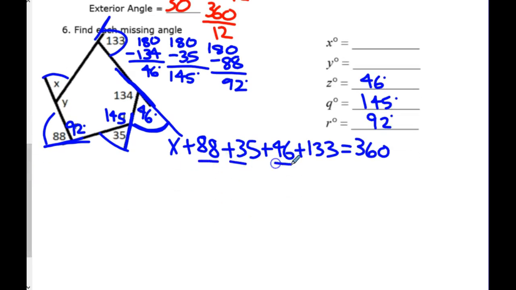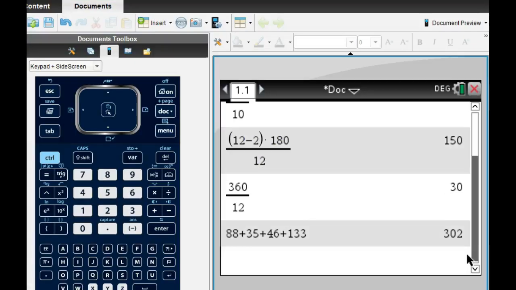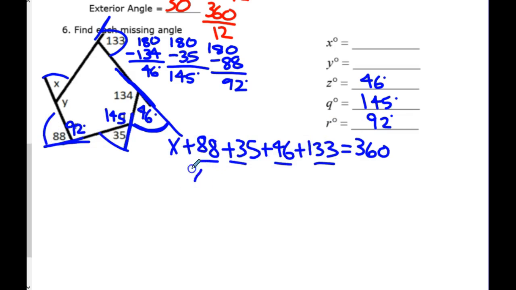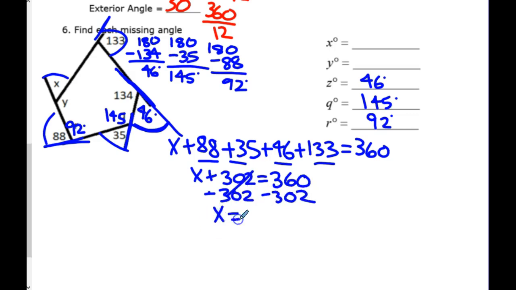88 plus 35 plus 46 plus 133 is 302 degrees. So x plus 302 equals 360. I got a one-step problem. Easy. What should I do? Minus 302 on both sides. 360 minus 302. 58 degrees is my x.